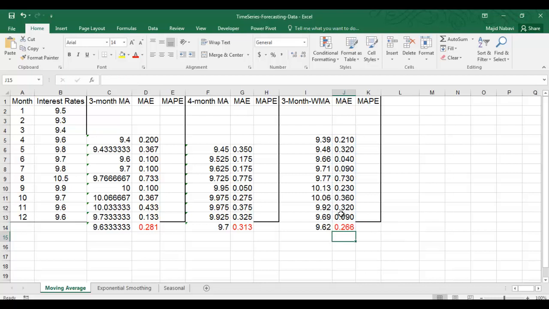Here we can compare the numbers. Average error for 3 months weighted moving average is less than the other two methods. This is the preferred method among these three. Now go to the next tab, exponential smoothing.